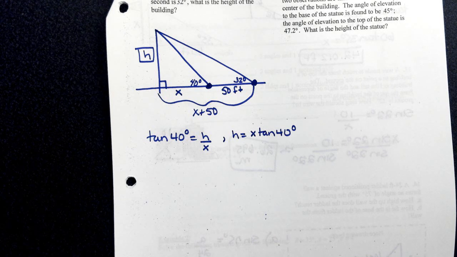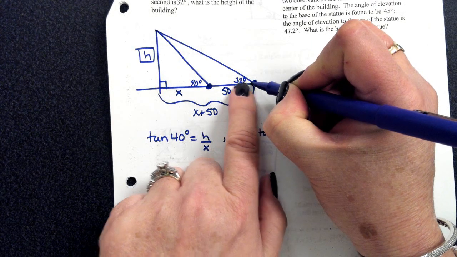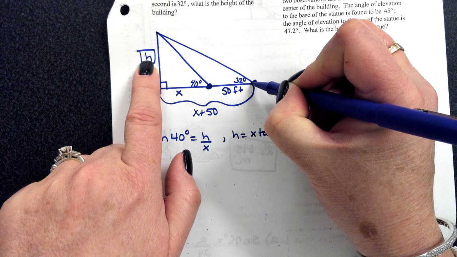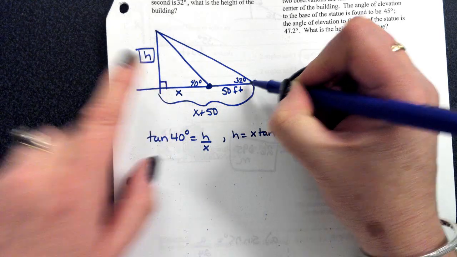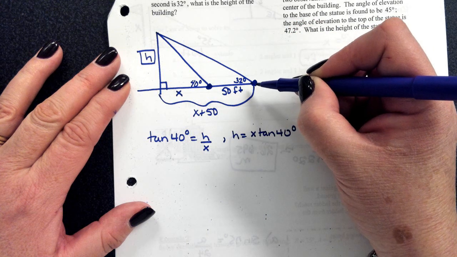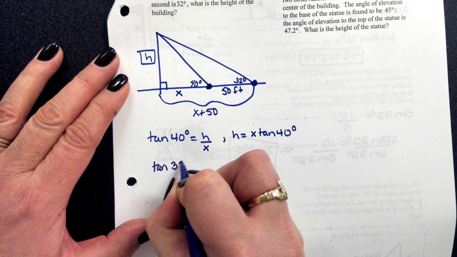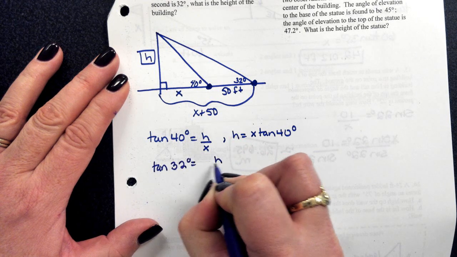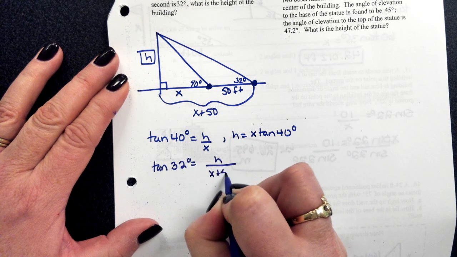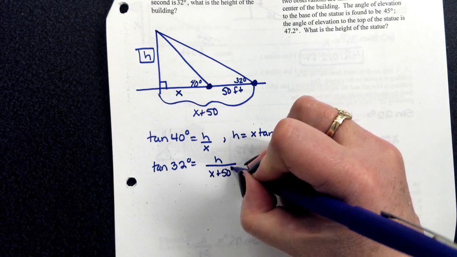Now let's do the same thing, but let's look at the larger right triangle. Again, with this reference of 32 degrees. Again, I'm trying to solve for the opposite side, which is the height of the building. The adjacent side, the length of this whole side, is x plus 50. So I'm going to set up another tangent ratio. So the tangent of 32 degrees is equal to h over x plus 50. Not 50 degrees, just 50.